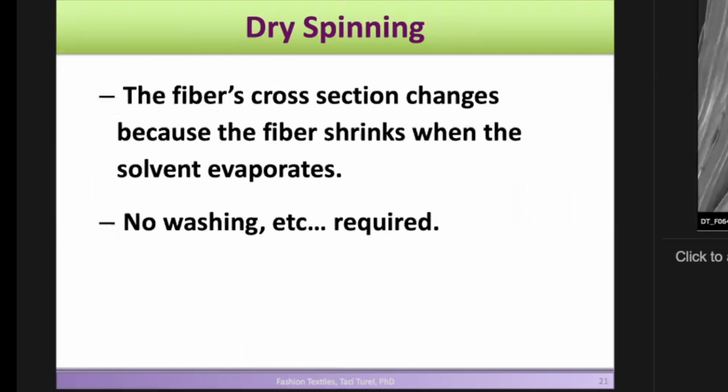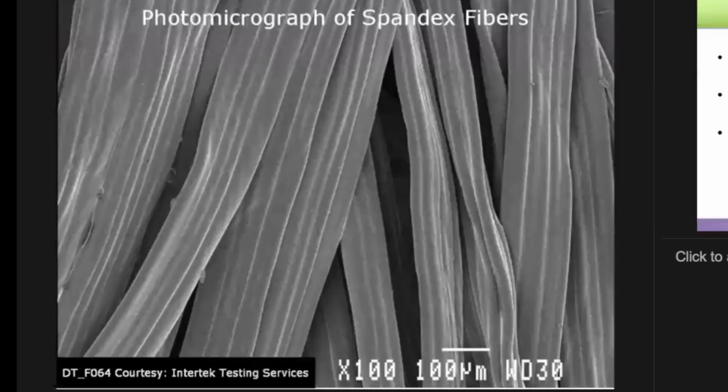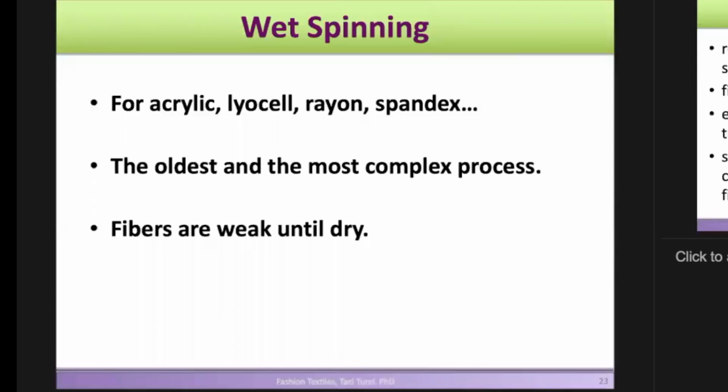Now with dry spinning, because you are evaporating the solvent, the cross section actually changes because the fiber shrinks a little bit. So you do not get the perfect shape of the cross section that you get with melt spinning. Because with melt spinning, it really depends on the hole on the spinneret. These are spandex fibers. And then there's wet spinning. We use that for acrylic, lyocell, rayon, and spandex.